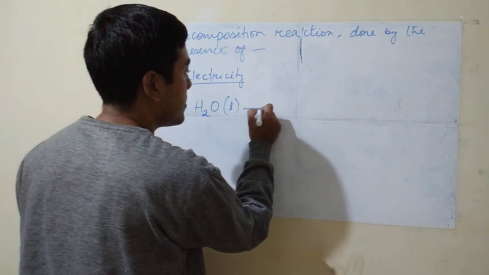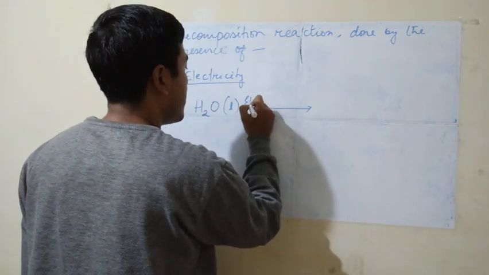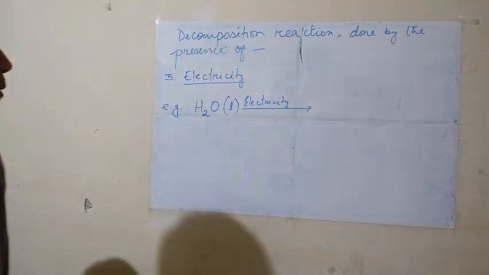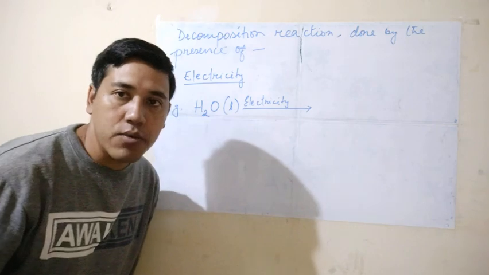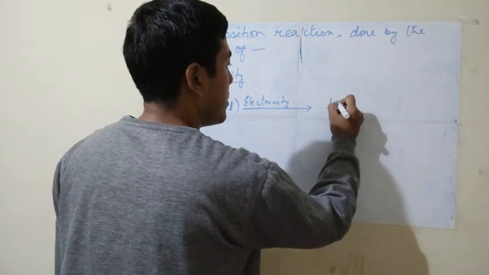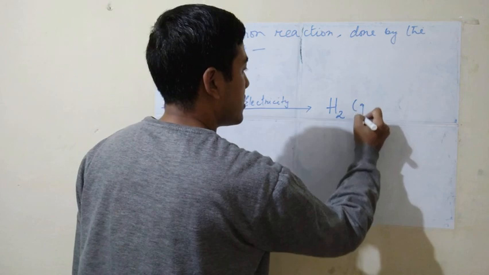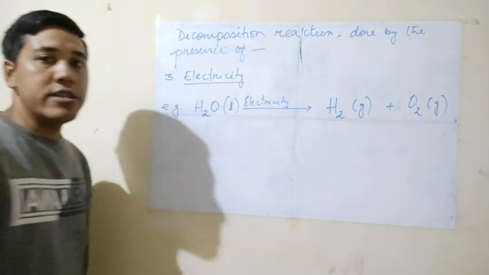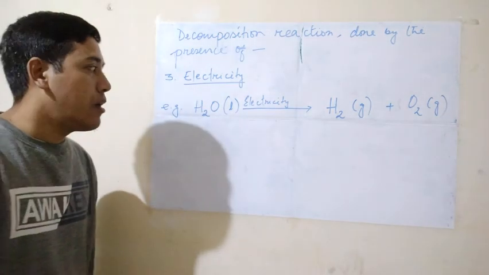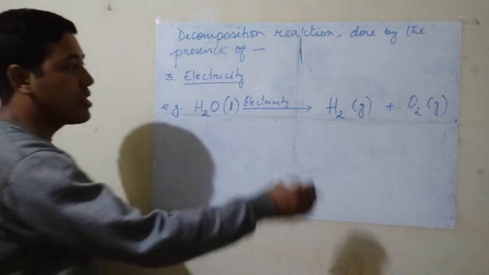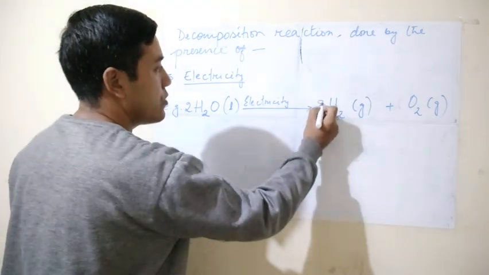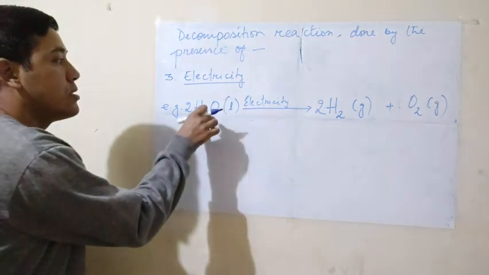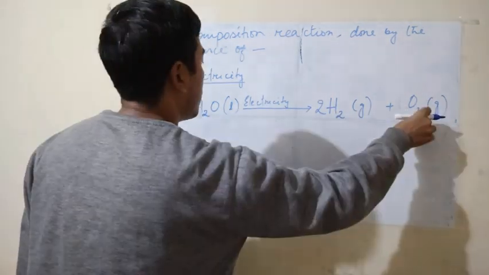Look here, this is the electricity or electrical spark. After passing the electric current to this water, what will happen? This water will break down into hydrogen gas and oxygen gas. Right, hydrogen and oxygen gas. Now look here, is it balanced? No. Same thing, we multiply 2 in here and 2 in here. After that only it is also balanced. Now look here, this water is splitting into hydrogen and oxygen gas.